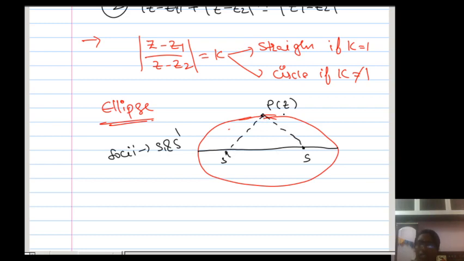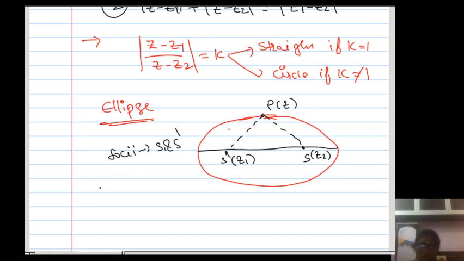If you take the sum of the distances from a point on the ellipse to the two fixed points, Z1 and Z2, what my intention is, if you take any point on the ellipse and take the distances from that point to Z1 and from that point to Z2, the sum of the distances should definitely be constant. That is represented as 2a.